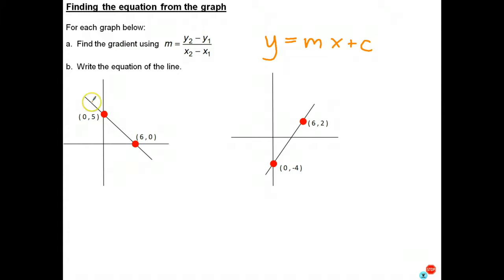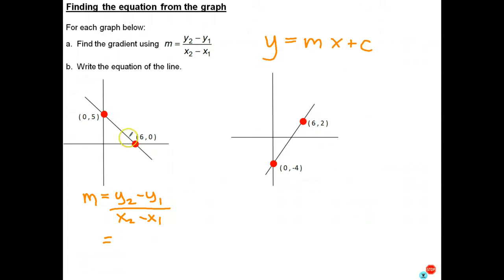So what we need to do is use these coordinates to find the gradient. And I'll use the formula. I could have used possibly rise over run, but I'll use the formula. I've got the y-intercept, and then I should be able to write the equation fairly easily. So let's go ahead and start by writing the formula for the gradient. y2 take y1 over x2 take x1.